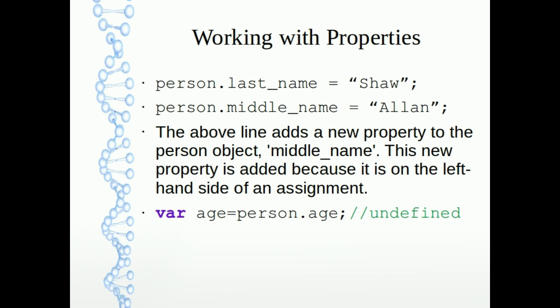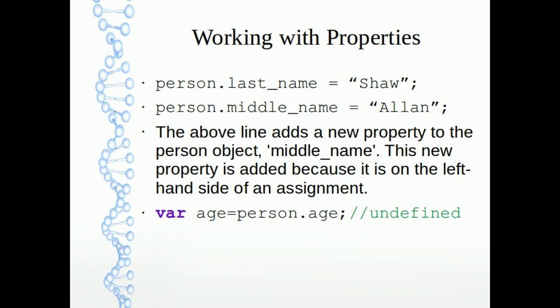In this next example, we set the variable age to the age property of the person object. Remember, at this point there is no age property in the person object. This will result in the age variable having a value of undefined. It is important to note that because the non-existent property is on the right-hand side of an assignment statement, this line does not alter the object in any way.